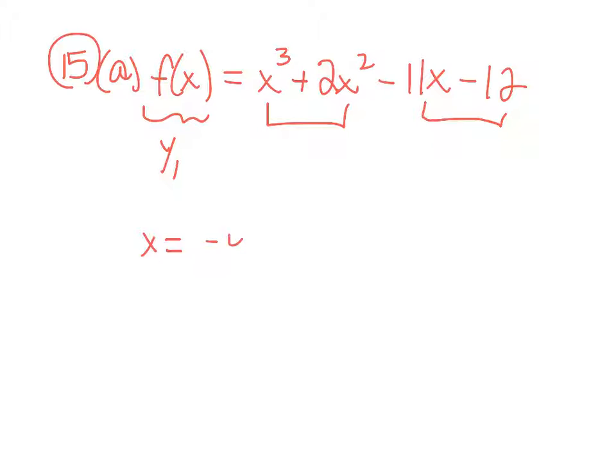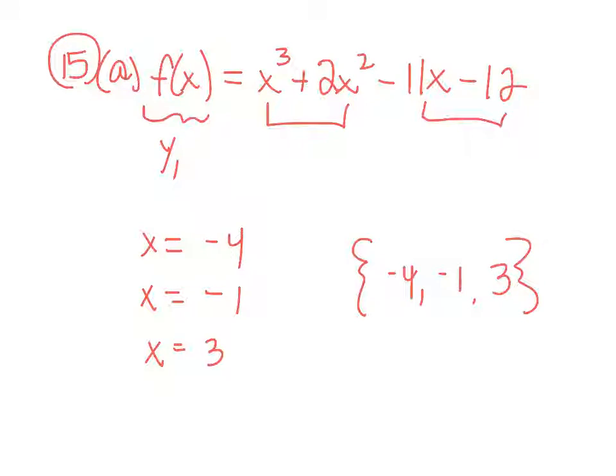And I knew people were going to forget that, so don't feel alone with that one. So when I plug it into my y1 and I graph it, x equals negative 4, x equals negative 1, and x equals 3. Okay, now if you want to get fancy, you can write them like negative 4, negative 1, and 3, but those are your zeros.